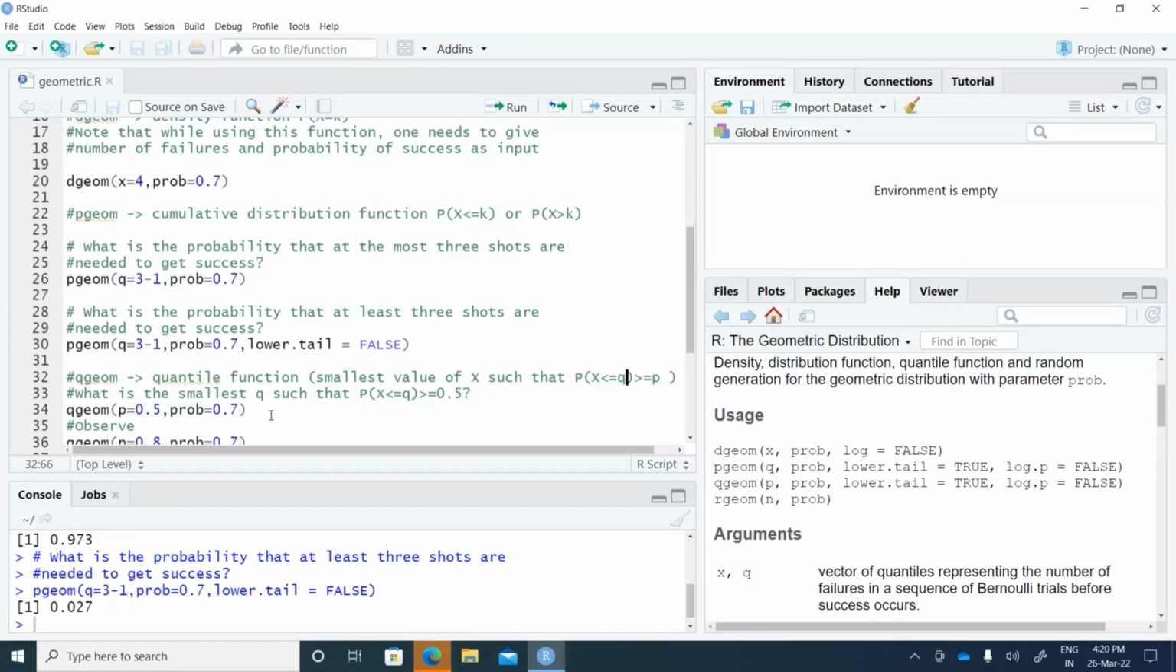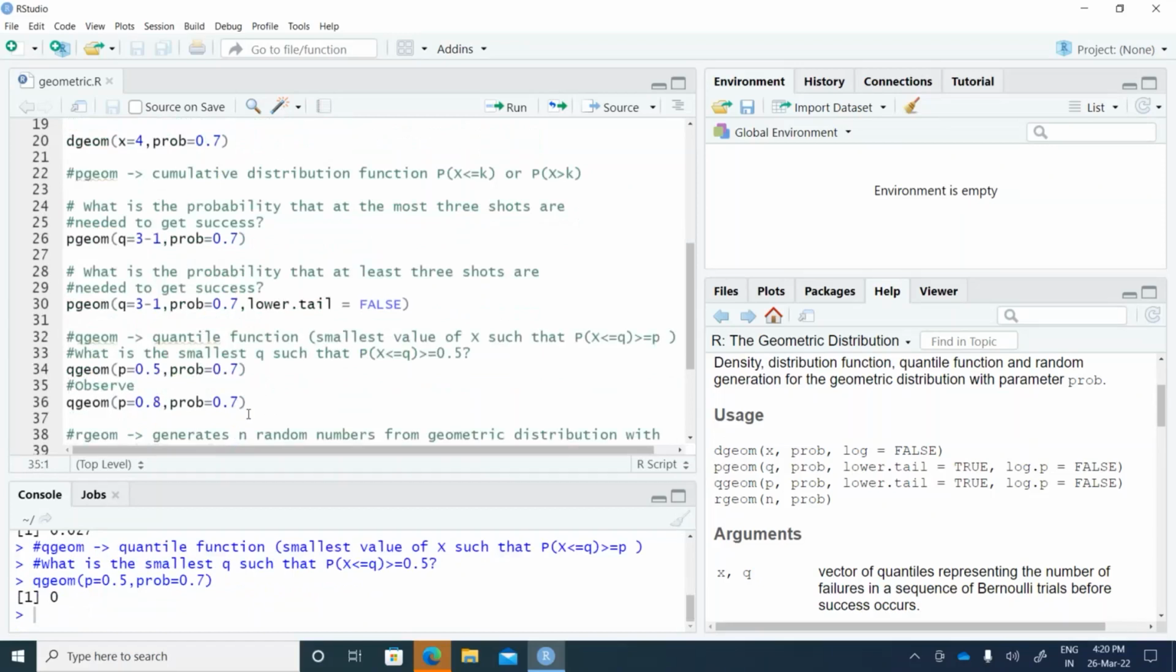The geometric distribution talks about the number of trials required to get the first success. Let us check what the answer is over here. Let me run the command, and you will observe that the answer has come out to be 0.